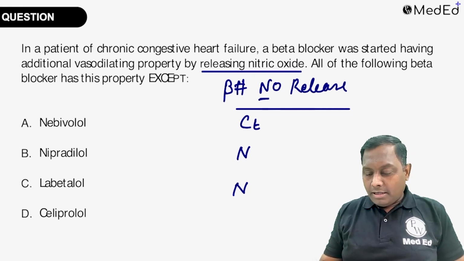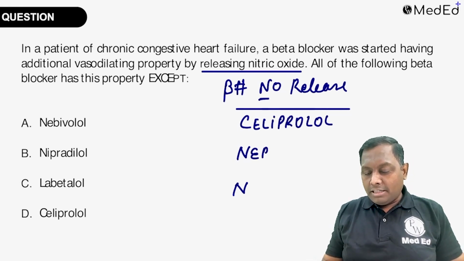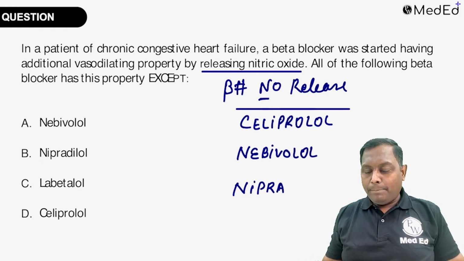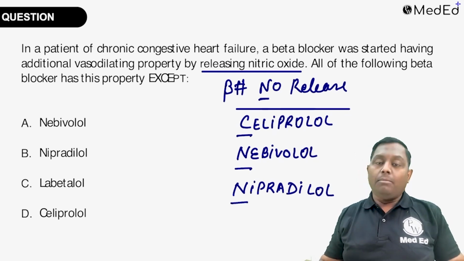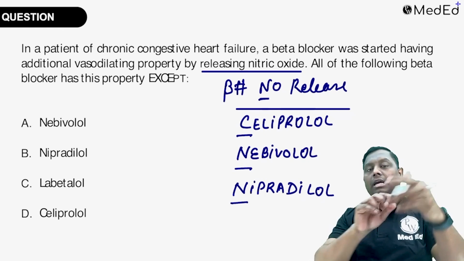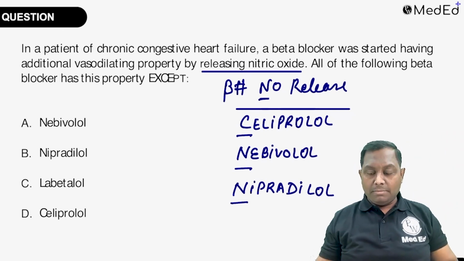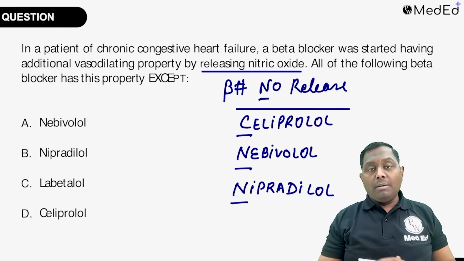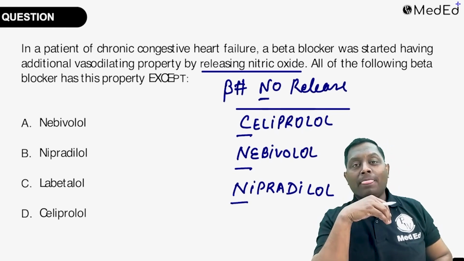So we have a drug that is celiprolol. We have a drug that is nebivolol, and we also have a drug by the name of nipradilol. So CNN is a news channel that has beta blocking property. In addition to beta blocking property, they also have nitric oxide releasing property. Celiprolol is a cardioselective beta blocker with nitric oxide release. Nebivolol is also a cardioselective beta blocker. The most cardioselective beta blocker is nebivolol.